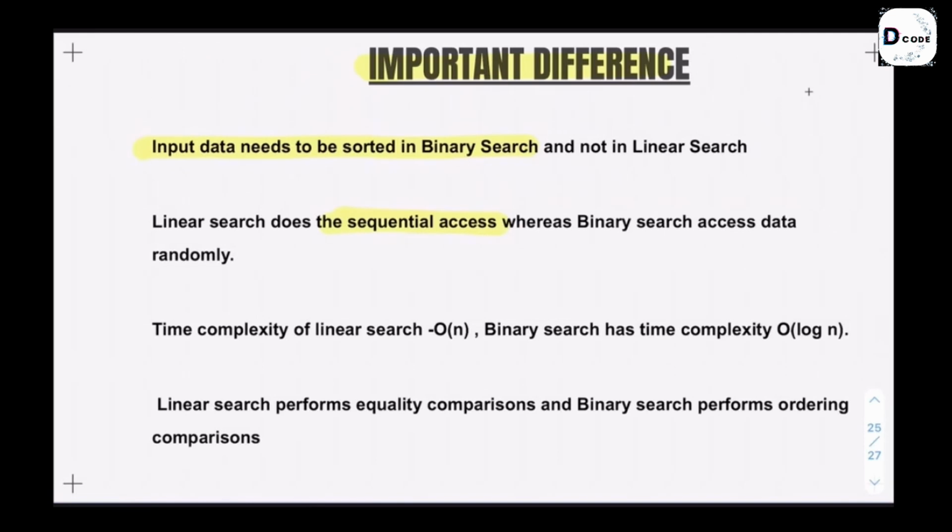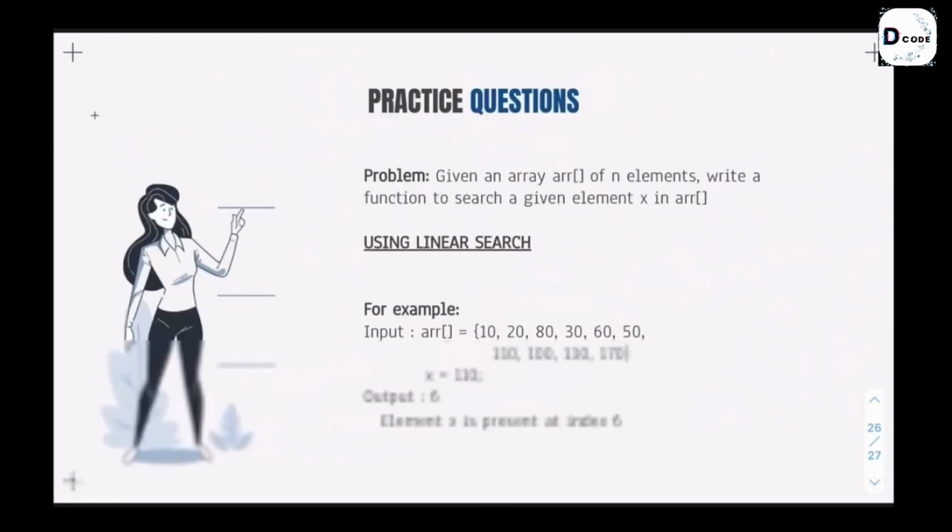Time complexity for linear search is O(n), whereas time complexity of binary search is O(log n). Now you know that for binary search, O(log n) is less than O(n). Therefore, we can say that the time complexity of binary search is less than that of linear search. Linear search performs equality comparisons, whereas binary search performs ordering comparisons. And that's all about linear search and binary search.